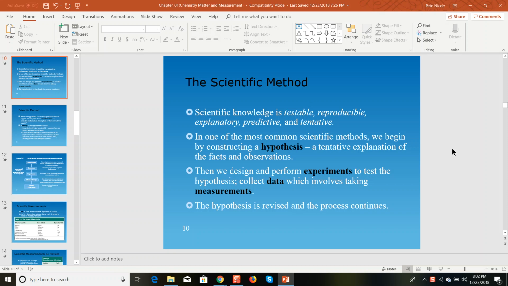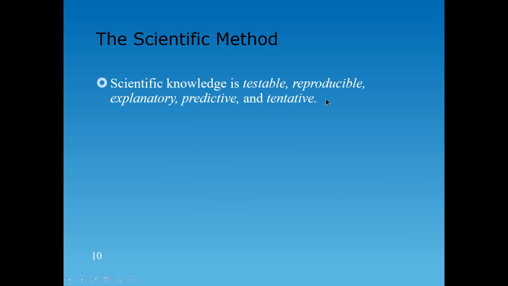Okay, so now let's make a bit of a deviation from the chemistry subject itself and talk about science in general, and more specifically, let's talk about the scientific method, which is basically the method that is used by scientists to determine or explain what we observe in nature.